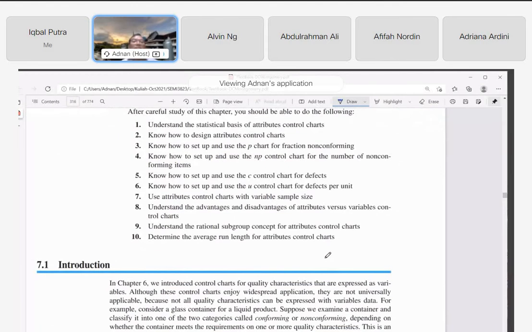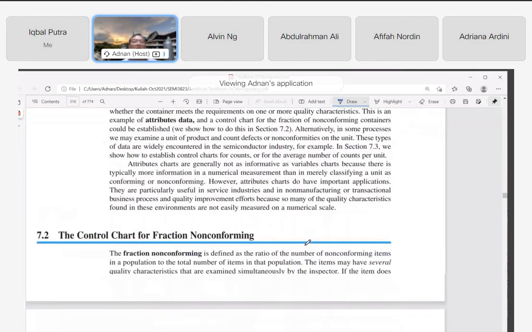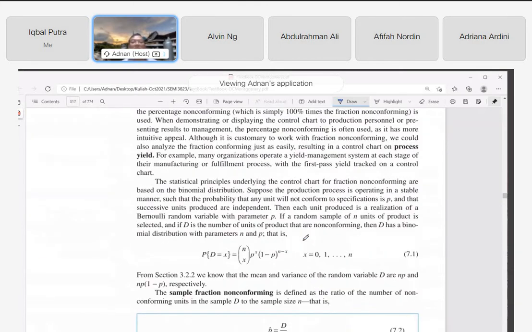All right. So this part, the objective of this chapter, you should be able to read on your own. We want to know the P chart, the NP chart, the C chart, the U chart. This is the purpose of this chapter. Right, I think I can go directly to the P chart now.